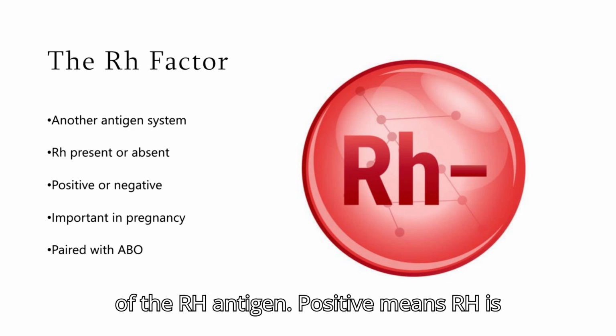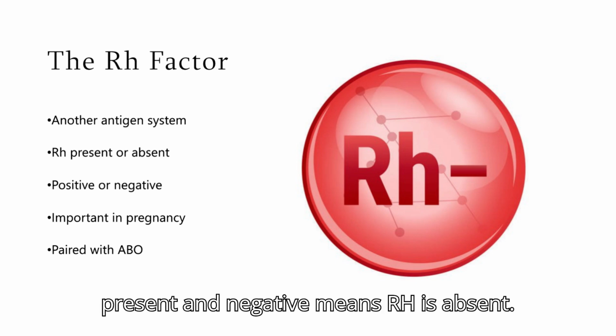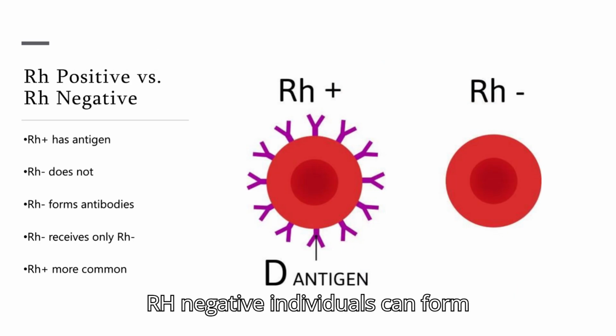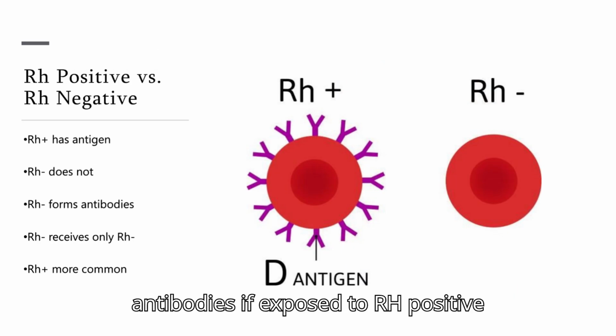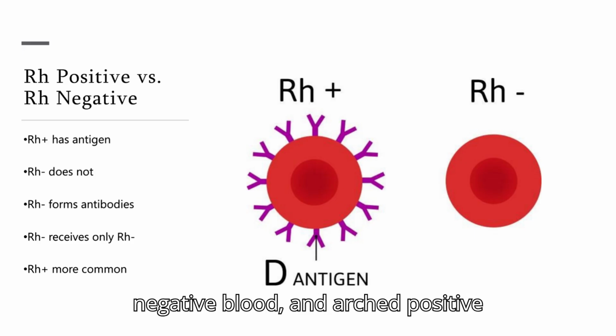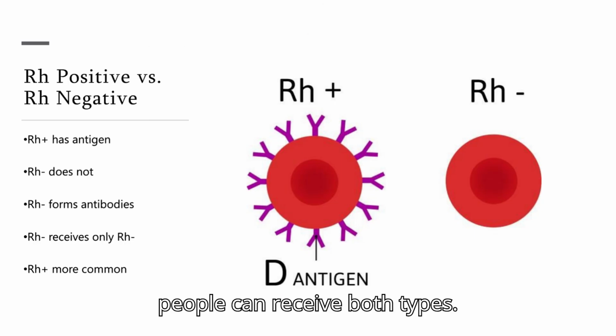Positive means Rh is present, and negative means Rh is absent. ABO and Rh together determine full blood type. Rh negative individuals can form antibodies if exposed to Rh positive blood. They should only receive Rh negative blood, and Rh positive people can receive both types.